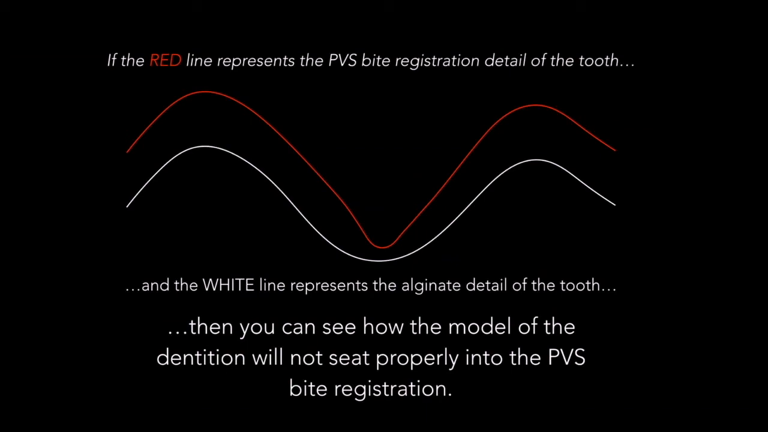So it looks like this. The white, let's say, is the alginate reproduction of the teeth. The red is the PVS reproduction of the teeth. The PVS reproduction is more accurate. Notice how in the central fossa, the PVS has captured that central fossa really nicely, but it can't fit into the alginate. So if you move that red line down in the central fossa, it's going to move just a little bit, and you can see over the cusp tips, you won't have contact, right? Does that make sense? Because of that, your PVS bite record is not fitting the model accurately, and so your mounting will not be accurate.